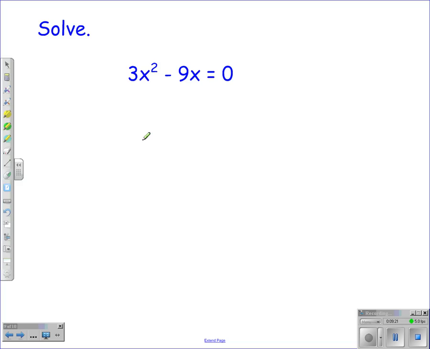Let's do another one here where you're taking out the common factor. The common factor between 3 and 9 is 3. The common variable between the two is x. When we divide, we are thinking of dividing by 3x on both of these. 3x squared divided by 3x leaves us with an x. Negative 9x divided by 3x leaves us with a negative 3.